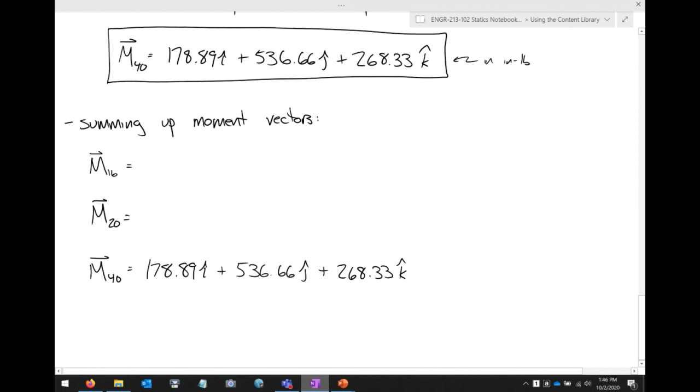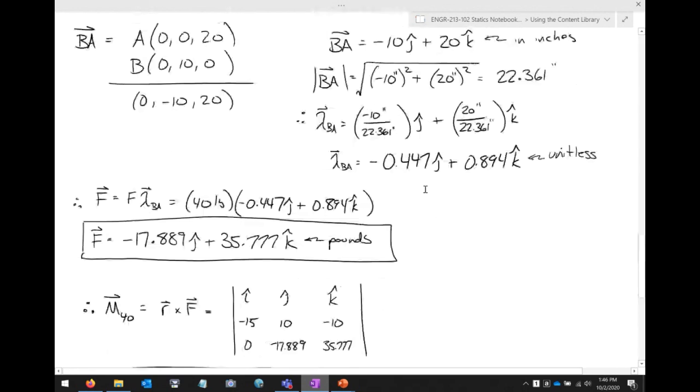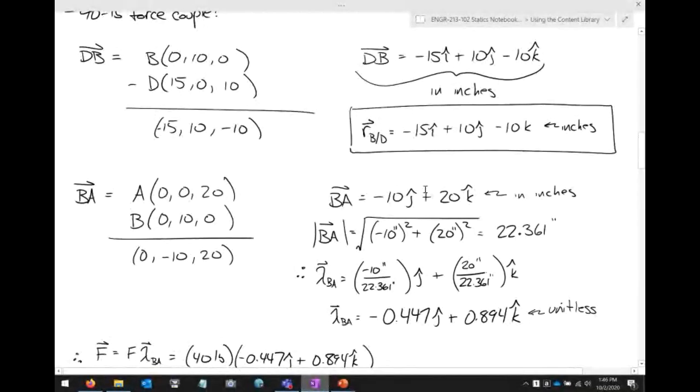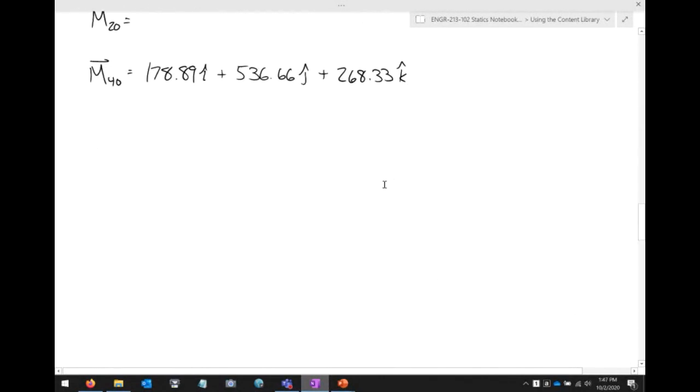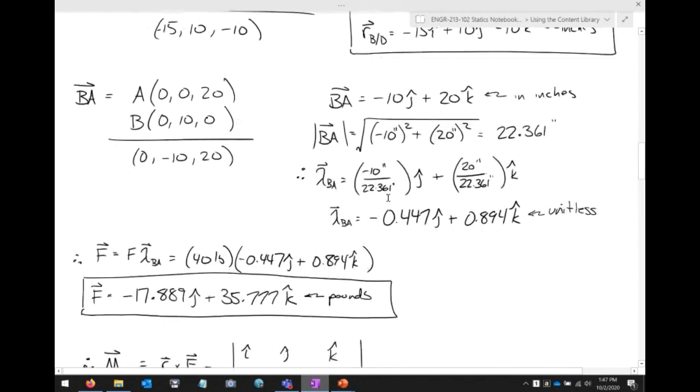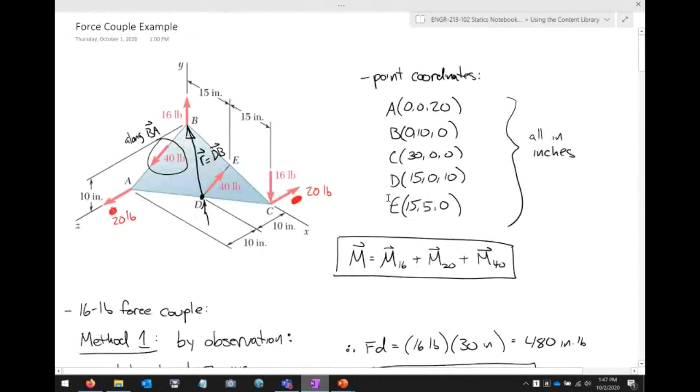M20, what did we get for M20? It was positive. What was your R in M40? R was that right there. And the reason why is because if you scroll up, R went from D to B, and then I'm using the force from B to A. That's a great question.